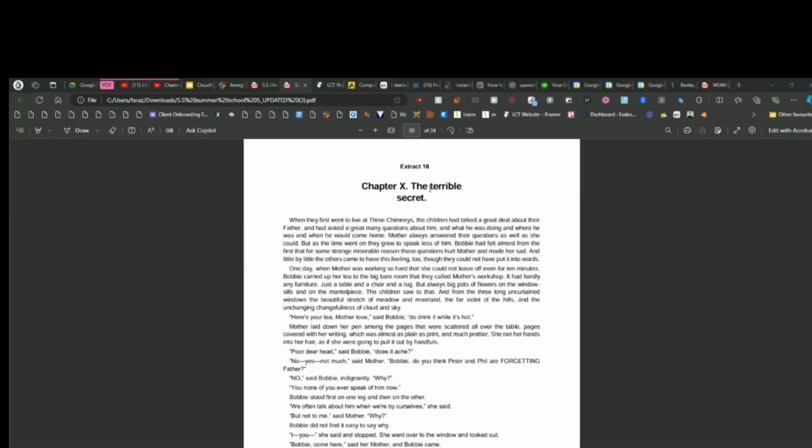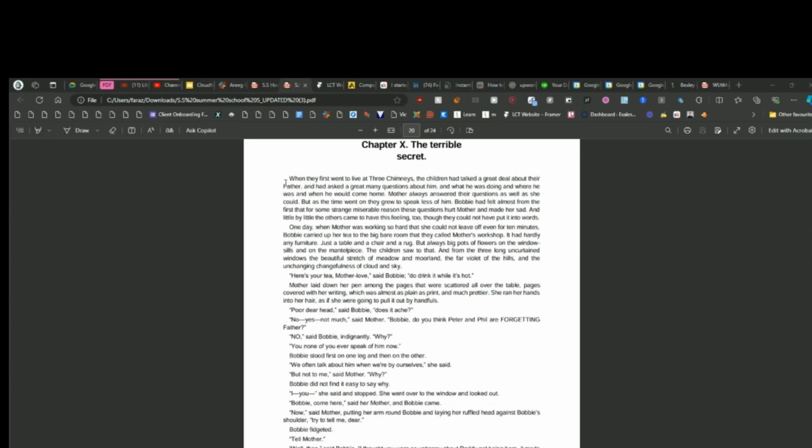Chapter X, The Terrible Secret. Okay, when they first went to live at the Three Chimneys, the children had talked a great deal about their father and had asked a great many questions about him and what he was doing and where he was and when he would come home. Okay, so they went to live at the Three Chimneys. Mother always answered their questions as well as she could, but as the time went on, they grew to speak less of him, so they're speaking less of him as time goes on.